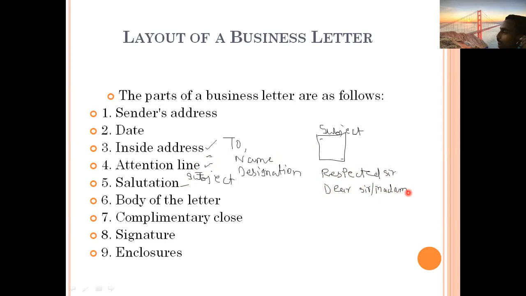It can be respected sir, respected madam. If you don't know anybody, you can keep slash sir oblique madam. And if you know a particular person, it will be sir or it will be madam, something like this. So can you tell me what should be okay? Respected or dear? Respected. And dear, can we use informal? No, sir. It is informal.